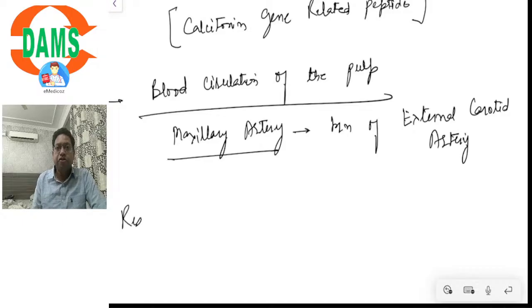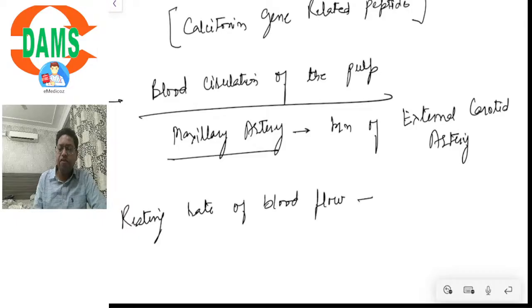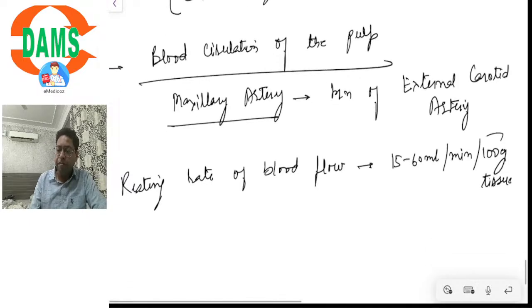So dental pulp has a copious circulation. If we have to talk about the resting rate of blood flow in the dental pulp, it is in the range of 15 to 60 ml per minute per 100 gram of tissue, per 100 gram of the dental pulp. An important thing to remember is that I am giving you the figure for 100 grams of the dental pulp. If the question is asking you per gram of the dental pulp, divide these figures by 100, and you get 0.15 to 0.6 ml per minute resting rate of blood flow.